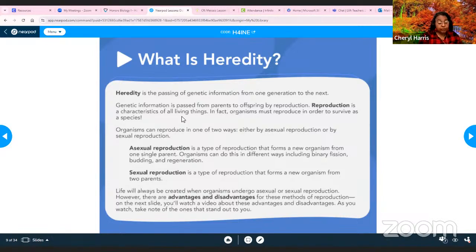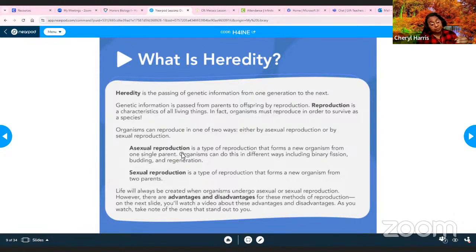Reproduce is one of them. All right, the organism can reproduce in two ways. And then you need to know the difference between asexual and sexual. So asexual reproduction forms new organisms from one single parent cell.